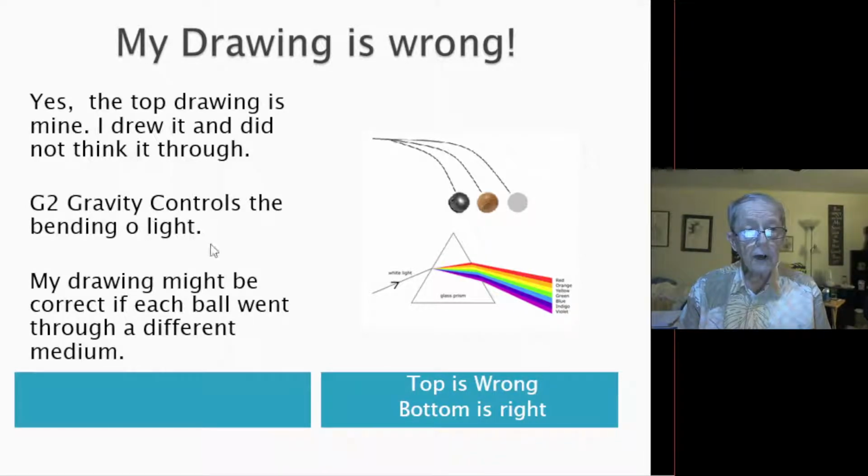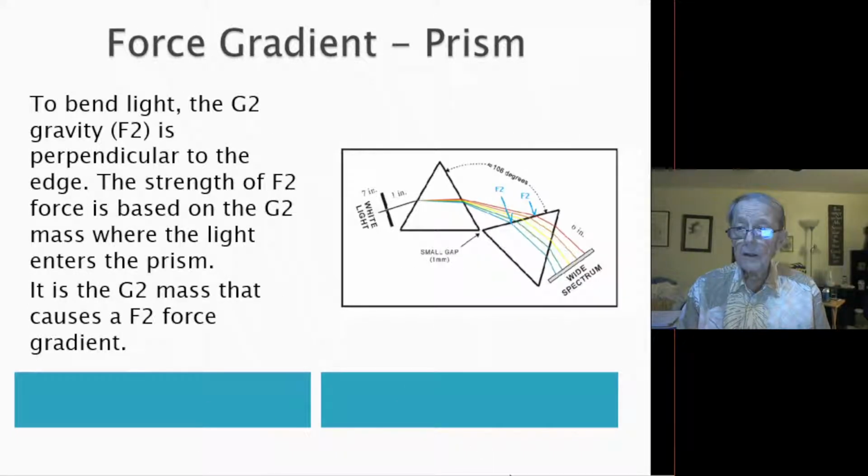Now, G2 gravity controls the bending of light. And my drawing might be correct if each ball went through a different medium, but it doesn't. And so, according to Galileo, the balls should hit at the same time. If you apply the same force in the same direction, they fall at the same time, and they're going to be in the same spot.